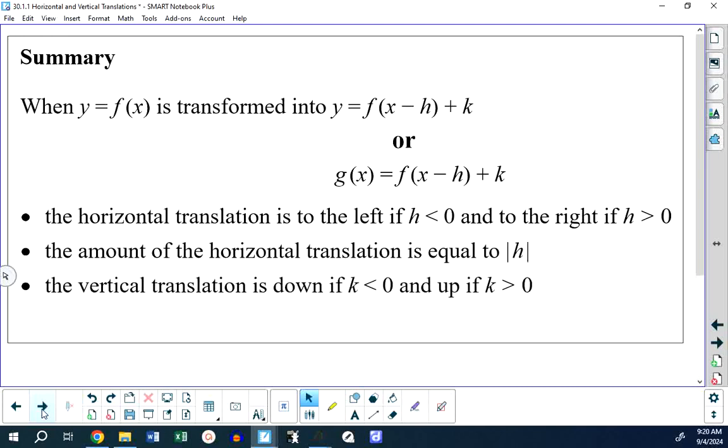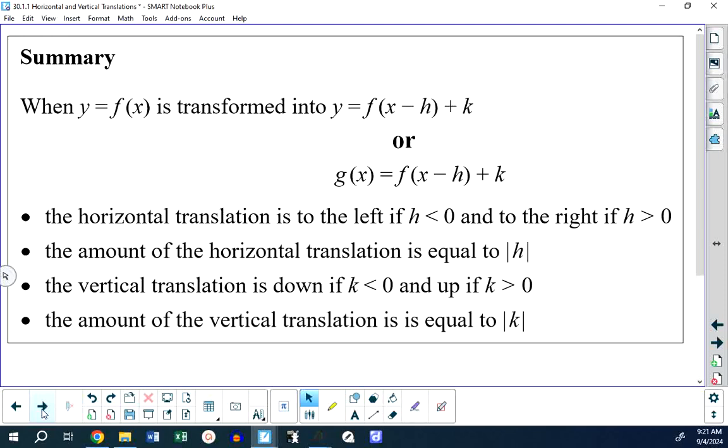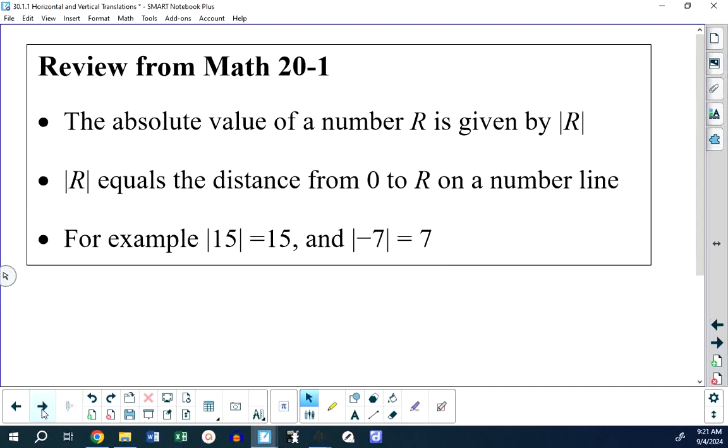The vertical translation is down if k is negative and up if k is positive. Again, k is the vertical parameter, so a positive parameter means a positive change. And for vertical, positiveness is towards the sky. And the amount of the translation is, again, whatever the parameter has for an absolute value. This is just reminding you what absolute value means. I don't know that it's really necessary, but I decided to put it off on the side there.